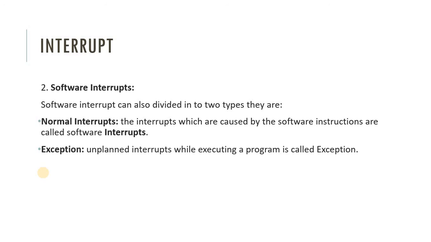Second is the exception. An unplanned interrupt while executing a program is called an exception. An example of an exception is when, while executing a program, we get a value which should be divided by 0. That is called an exception. So these are the two main types of interrupts.